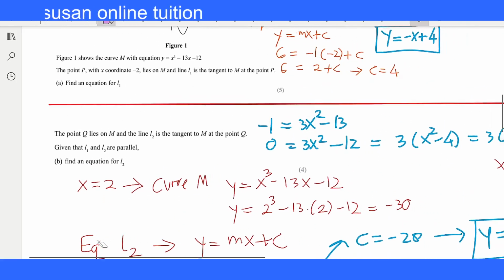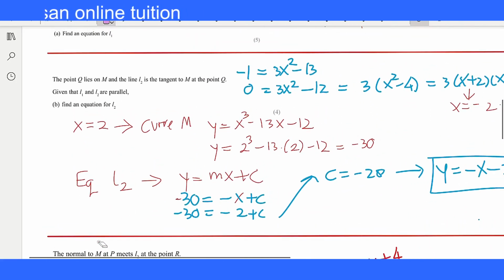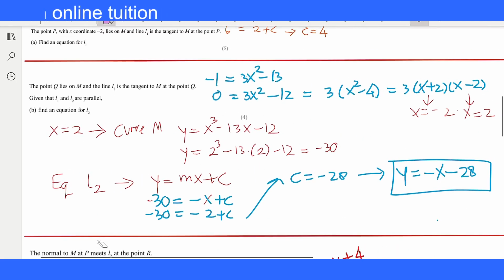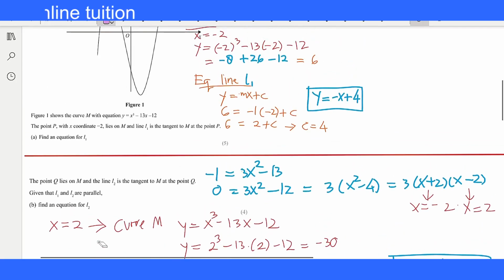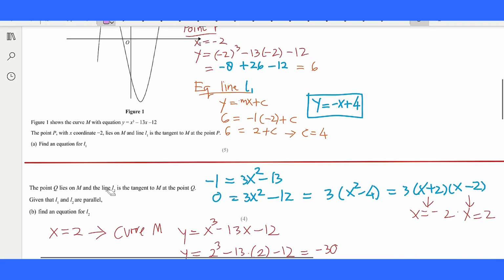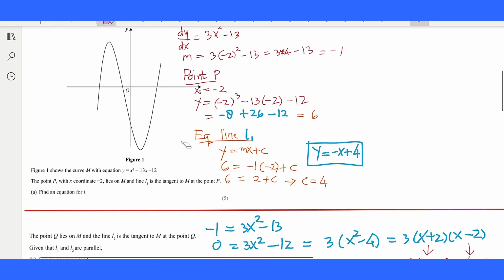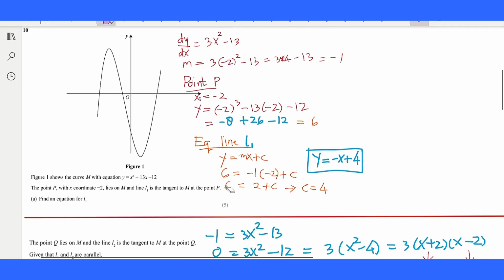L2 has the same gradient as L1. Since L1 has gradient -1, the gradient of L2 should be -1 as well. Now what is the point Q? We have to find the x, y coordinates of point Q. To get the gradient, of course, we take the first derivative again, and we set it equal to -1, because the gradient of the tangent at point Q is -1. Then we find the value of x.